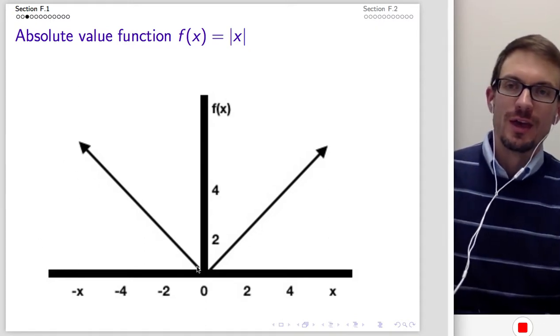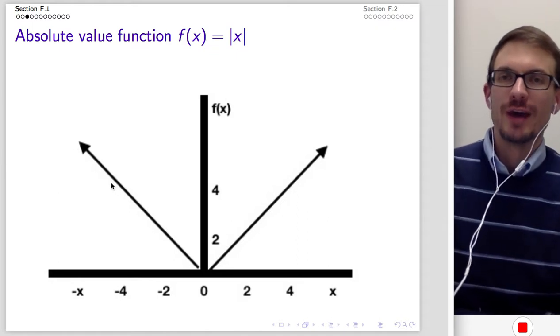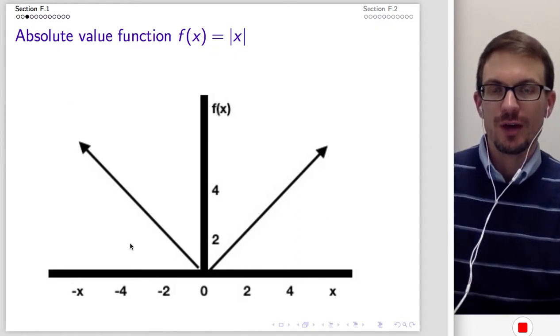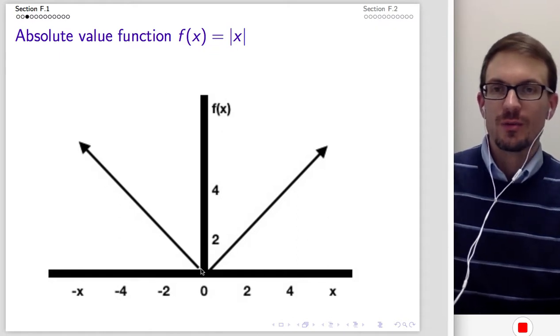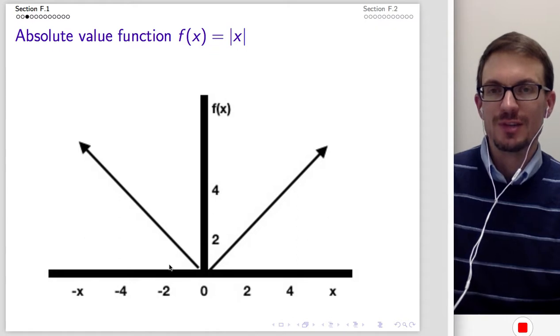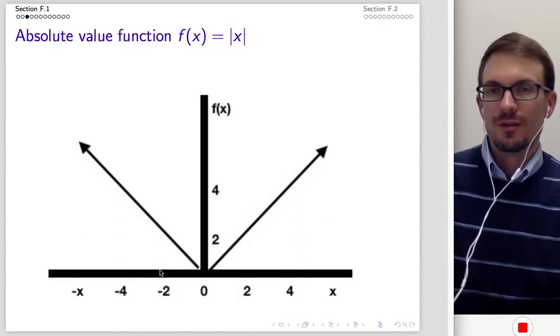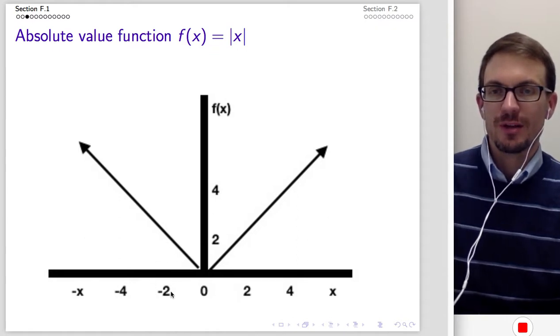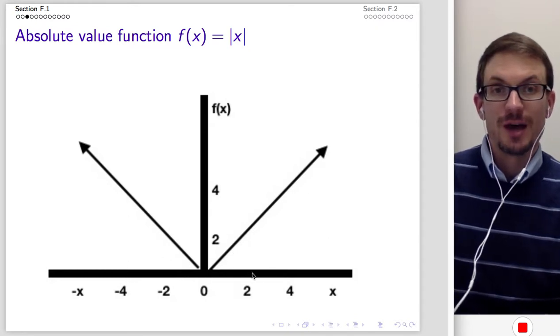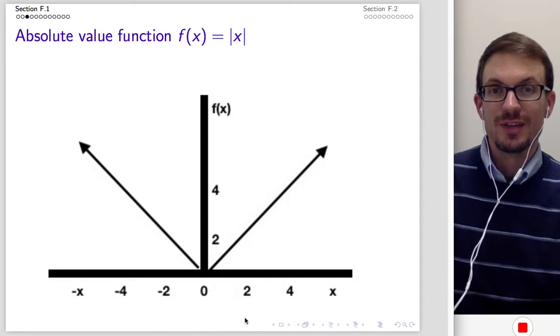The other component is the line y equals minus x, the negative of the line y equals x. So here we're going to take whatever is the x coordinate, and take its opposite to give us the y coordinate. So if x is -2, then y is going to be +2. If x is -4, y is +4. If x is +2, then y is -2.